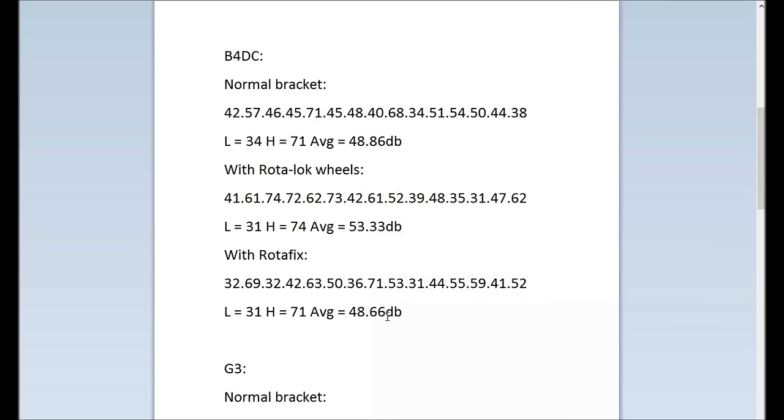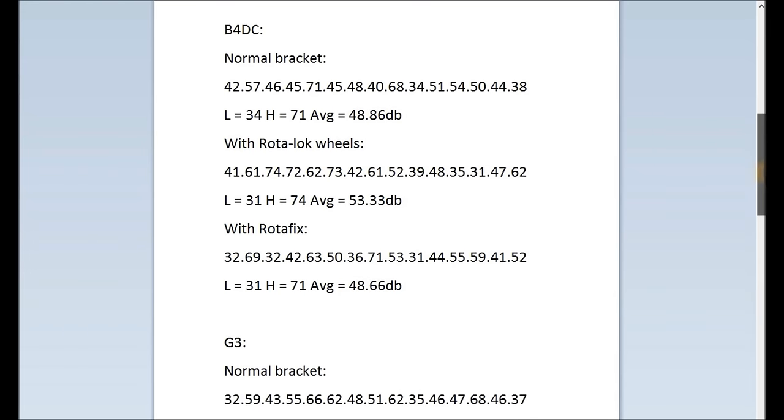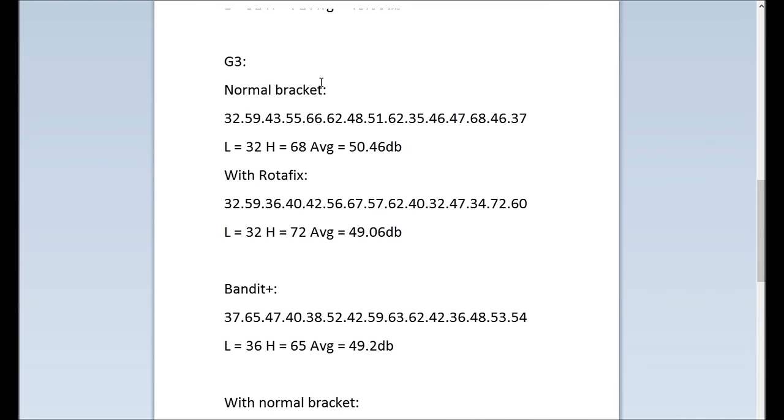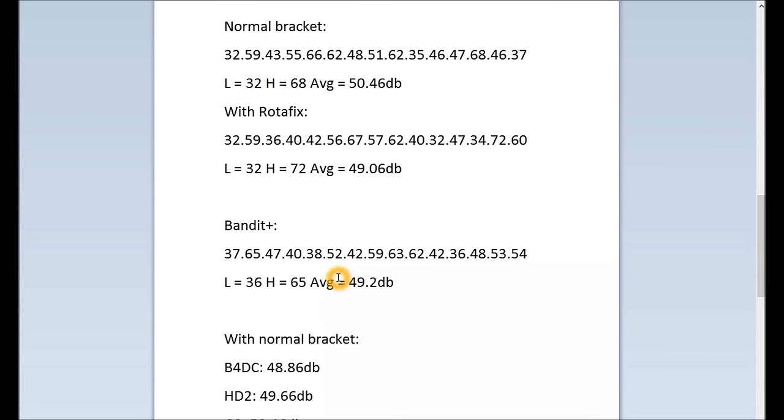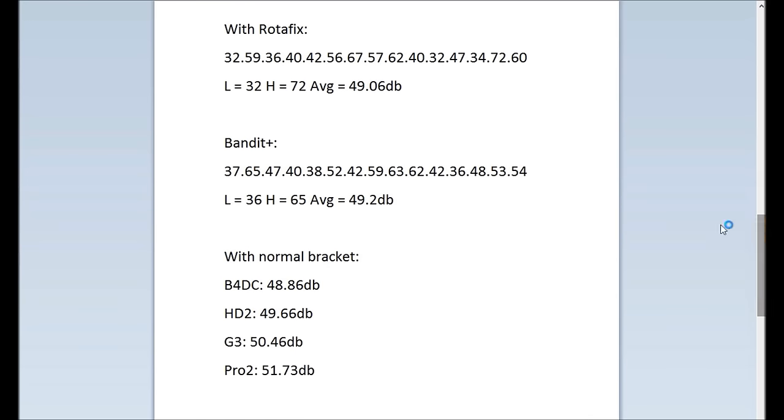And with the Rotafix on, it was quite similar to what it was with the normal bracket, but a slight improvement there, very slight. And with the G3, the average was 50.46, and with the Rotafix on, it's improved again, 49.06. And the Shot Bandit Plus, which has got its own cover around the back and its own special connection, that average was 49.2 decibels. So with the normal brackets on, the Blade 4 dual core came out the best, and the Pro 2 was the worst out of the lot, but there's not a lot in it.